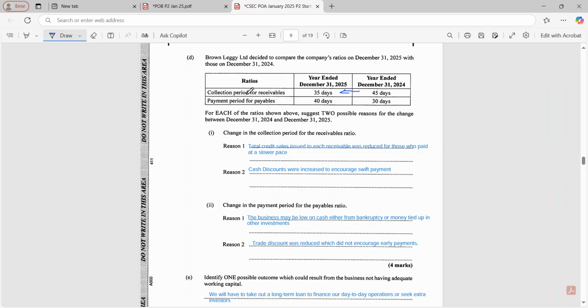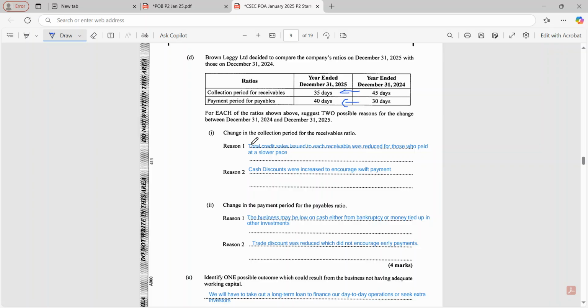Then for payment period for payables, in 2025 it's 40 days, in 2024 it's 30 days. So here we see that it is an increase. All right. In each of the ratios shown above, suggest two possible reasons for the change between December 31, 2024 and December 31, 2025. Change in the collection period for the receivables ratio. So I gave two reasons. Your reasons can be different.